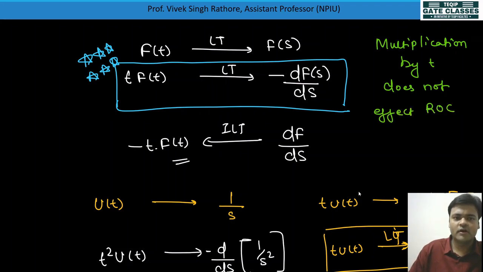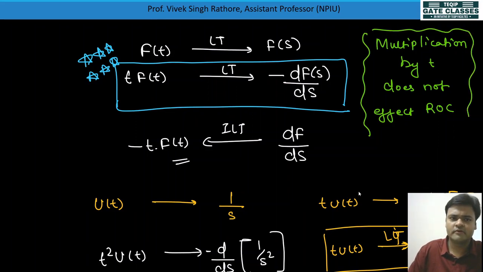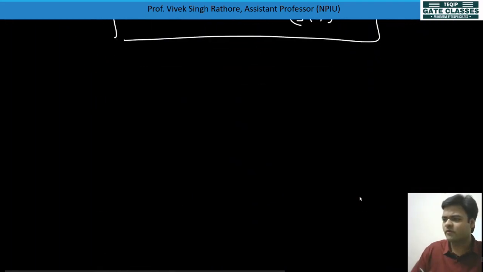ROC. Whatever your f of t and its Laplace transform F of s, that same ROC will be there when t is multiplied also. Nothing will happen. So you should remember this, because its ROC is not changed. That's why questions can be asked from this side also. So we'll do some questions and try to understand how we can do it.